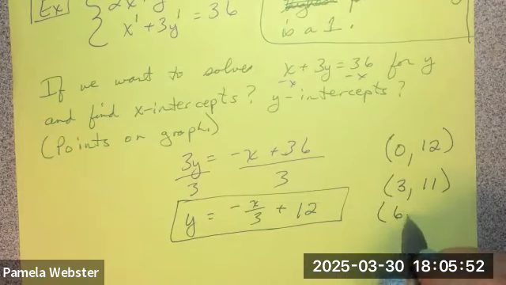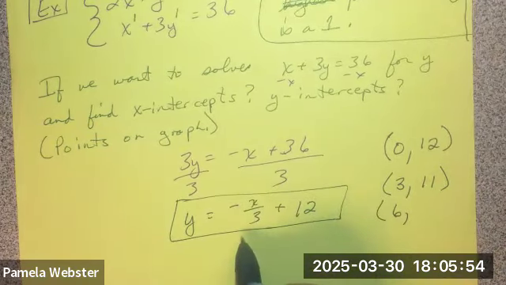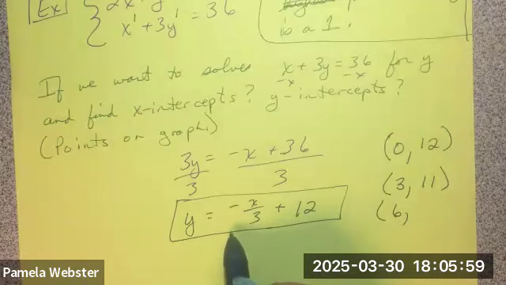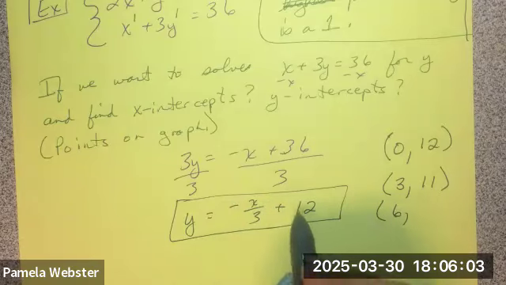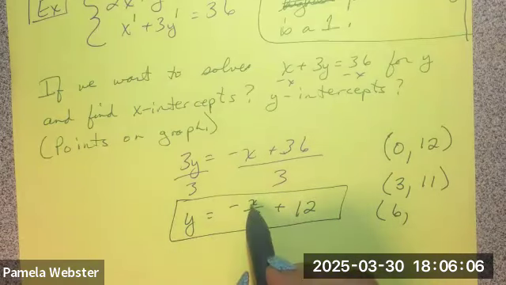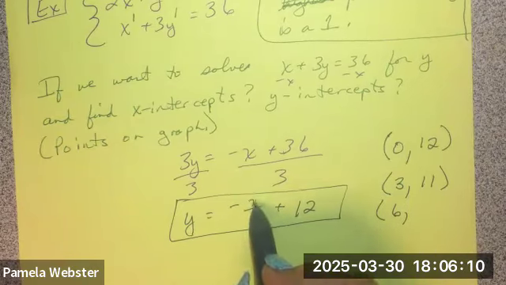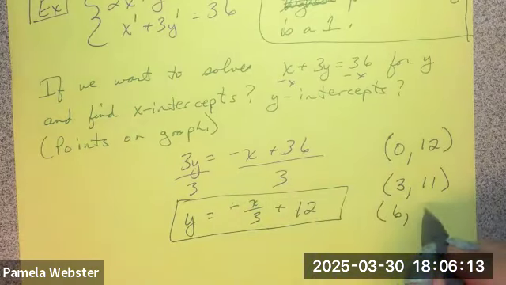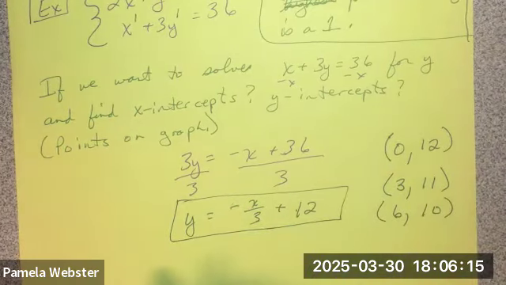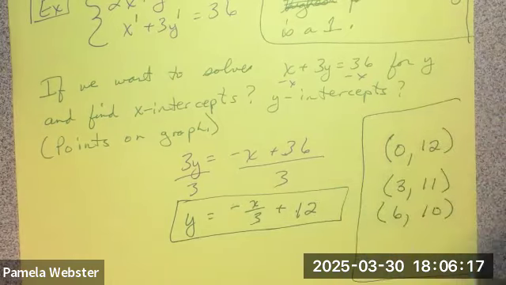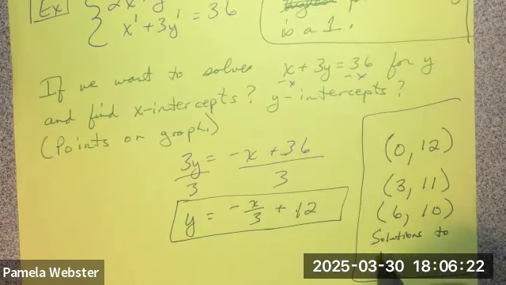What if x is 6? Notice I'm picking numbers that I know will divide evenly with the 3 so that I get nice, pretty whole numbers. If you want to do x equals 1 and deal with negative 1/3 plus 12, be my guest. But I'm probably going to pick nice, pretty numbers, right? So negative 6 over 3 is negative 2, plus 12 is 10. Okay. And all of these numbers over here are solutions to the equation. Now, what do we mean by that?